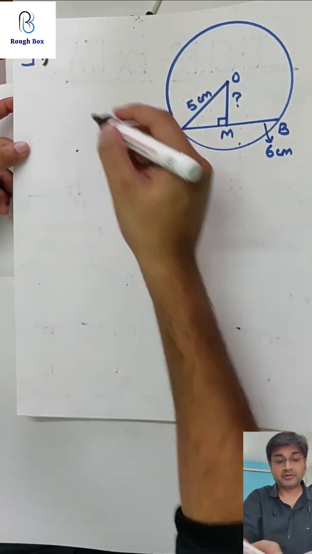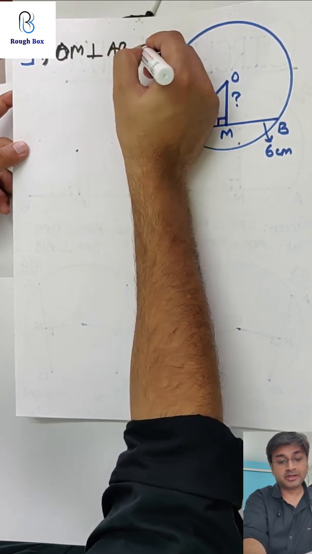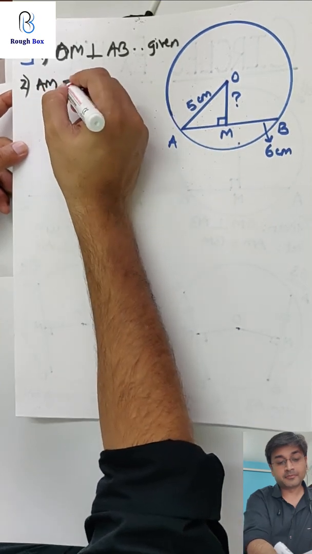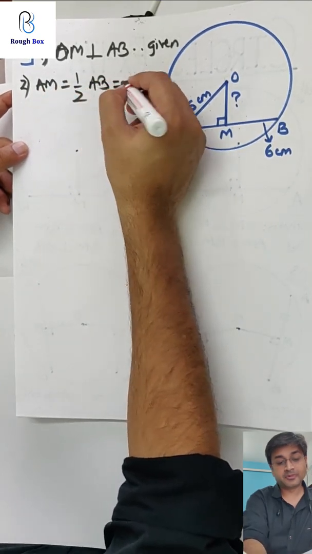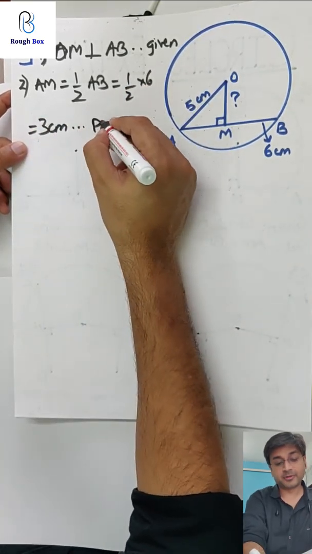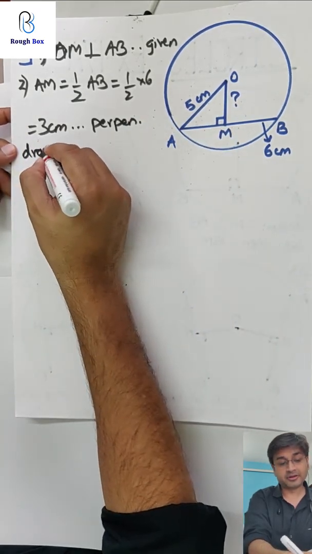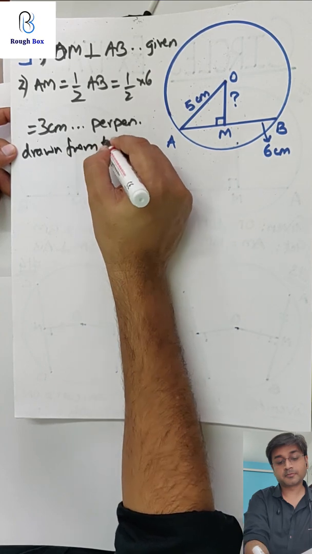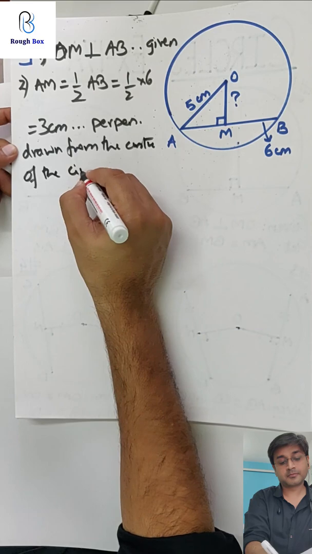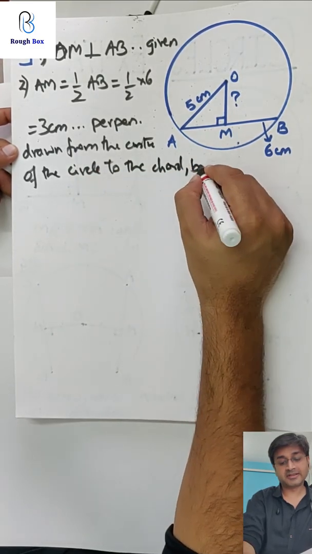If you don't get it, I will help you then, don't worry. So step 1, I will say OM perpendicular to AB, reason given. Step 2, AM is half of AB, that is half of 6 equals 3 centimeter. Reason, perpendicular, the full wording you have to write, drawn from the center of the circle to the chord bisects the chord.